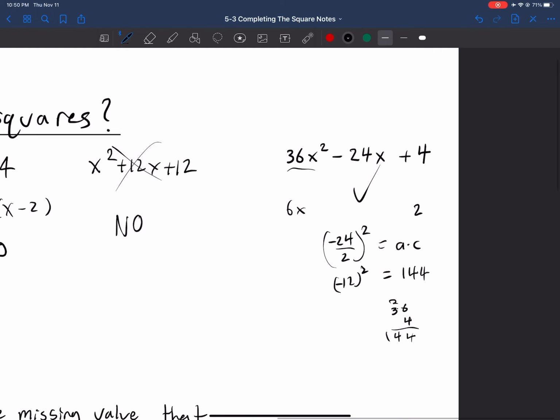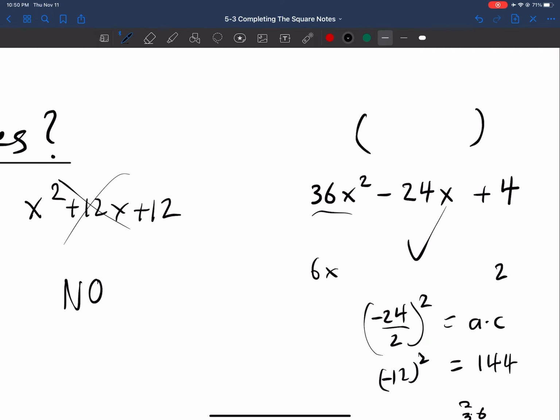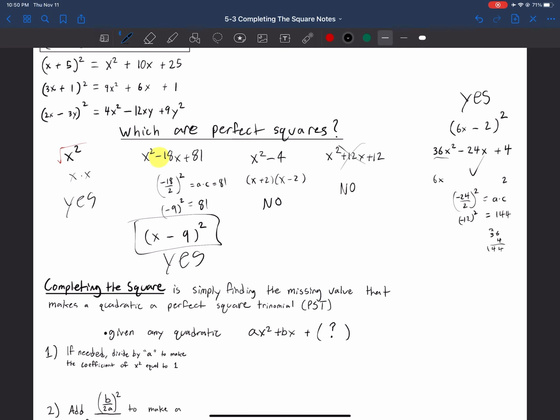So it can be written as the perfect square trinomial in binomial form: 6x, then 2. Look at the sign of the middle term, so I write minus, and this happens twice. So 6x minus 2, the whole thing squared. So yes, this is a perfect square trinomial. Check the b value, halve it, and square it. Does it equal a times c?